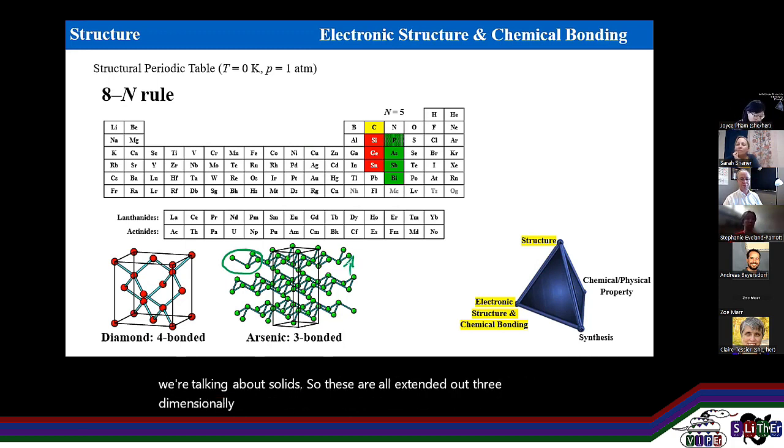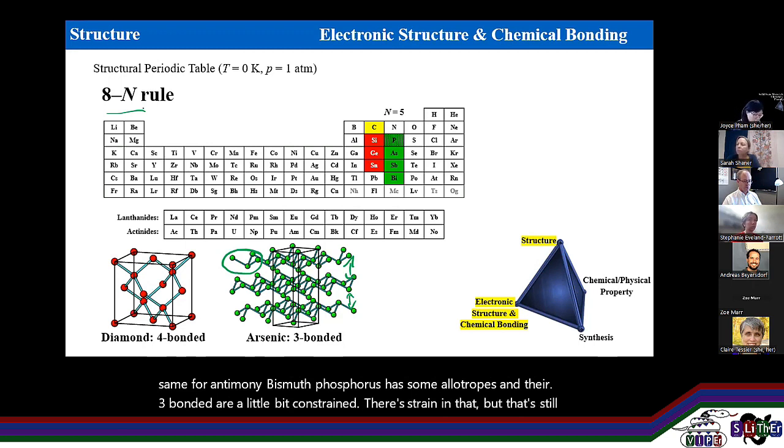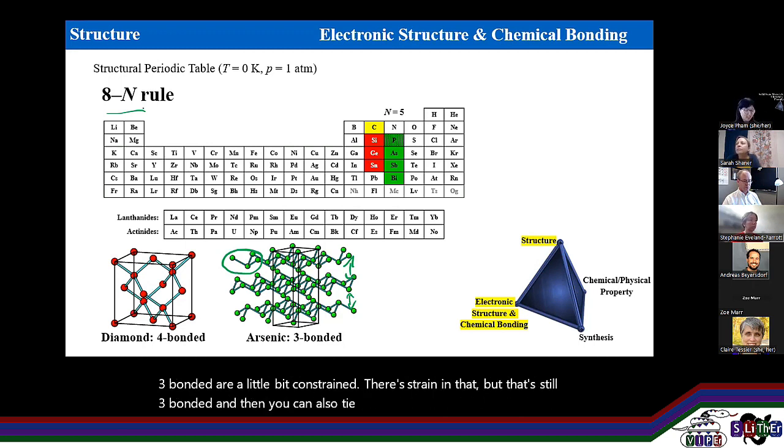And so what we have here are van der Waals interactions, well, not strong bonding. But essentially, arsenic is an example of the octet rule as well. And you can do the same for antimony, bismuth. Phosphorus has some allotropes, and their 3 bonded are a little bit constrained. There's strain in that, but that's still 3 bonded. Then you can also tie into organic chemistry in some way.